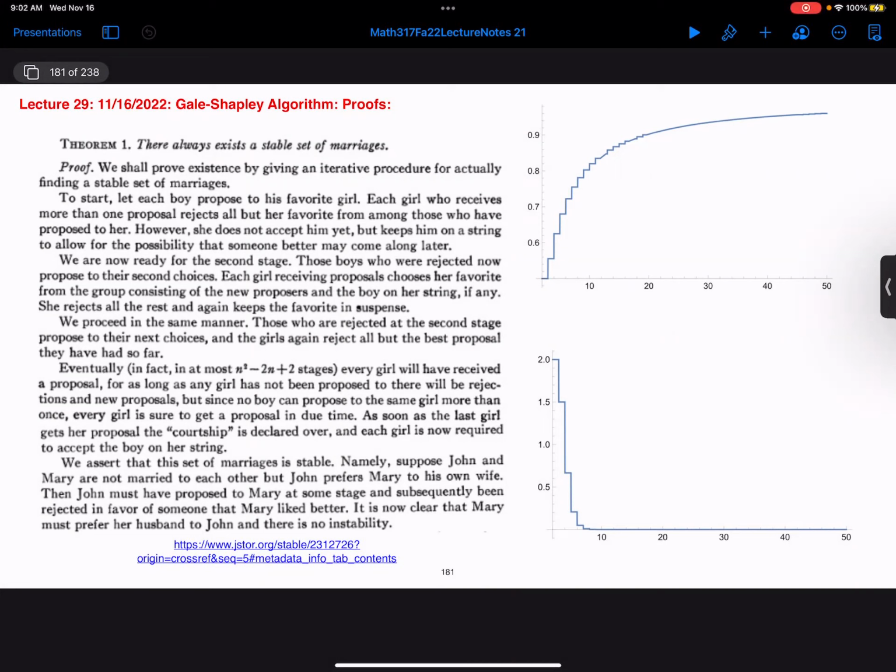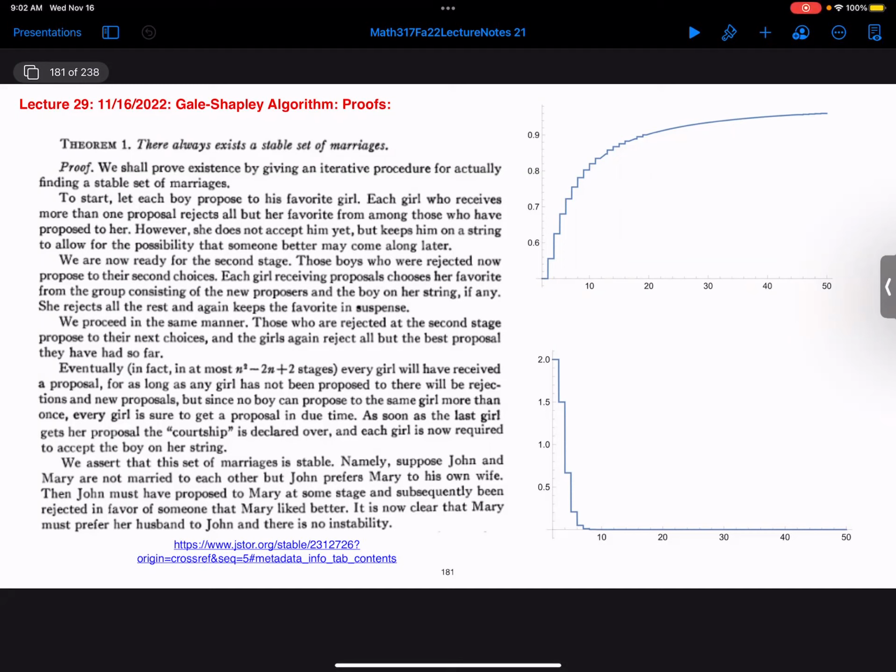One of the things it says is eventually, in at most n squared minus 2n plus 2 steps. Well, I'm actually not able to quickly see why it is equal to that. I think I can see why it's n squared minus n plus 1, something close to that. But when you see something like n squared minus 2n plus 2, what really matters? The n squared. The minus 2n plus 2 doesn't really matter too much.